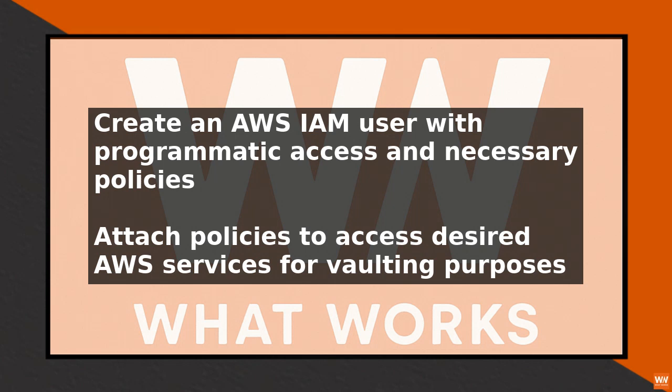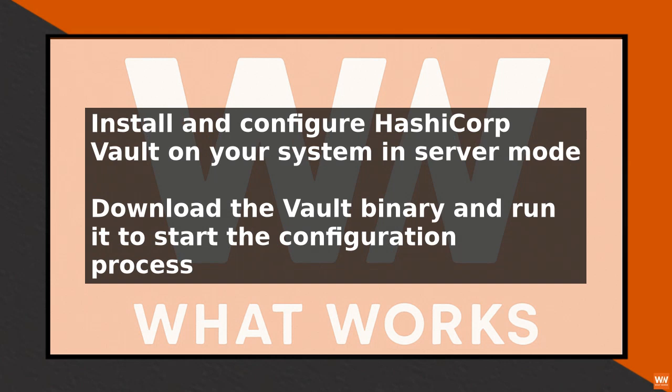Next, install and configure HashiCorp Vault on your system. You can do this by downloading the Vault binary and running it in server mode. Once Vault is running, you need to configure the AWS Auth backend. This involves creating a new Auth backend and specifying the AWS region and IAM user credentials.